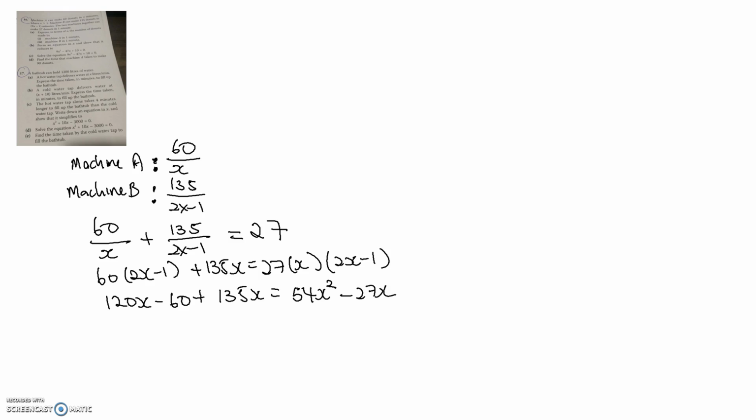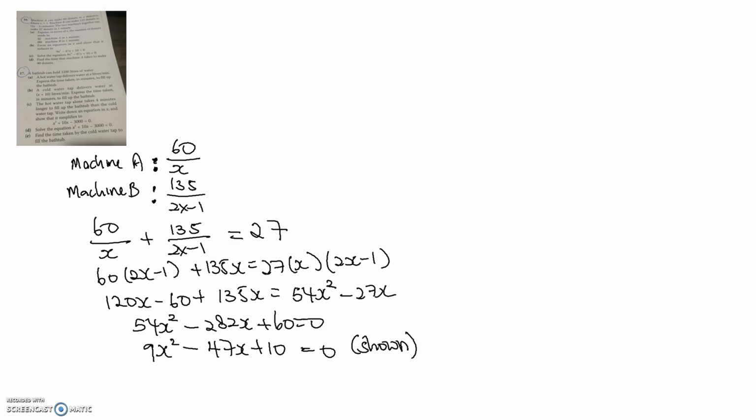and then you shift everything to one side. Okay, 54x squared minus 282x plus 60 equals 0, and then you just divide everything by 6. Divide the whole equation throughout by 6. You get 9x squared minus 47x plus 10 equals 0, shown. Okay, and this is how you do question B.